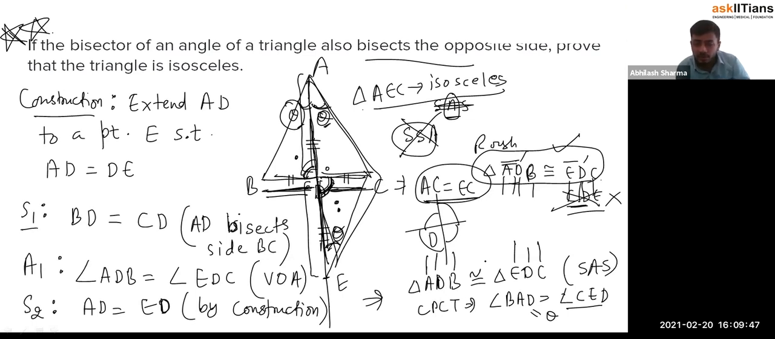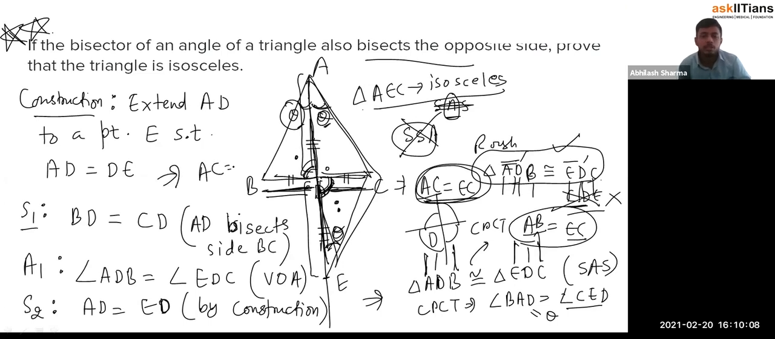And from CPCT, another thing we can conclude is that EC will be equal to AB. And from here we have proved AC equal to EC. So EC equal to AB also, AC also. So we can say that AC will be equal to EC. Sorry, AB. Are you all getting it? What we are saying? EC is equal to AC also. EC is equal to AB also. So obviously AC and AB will be equal to each other also.